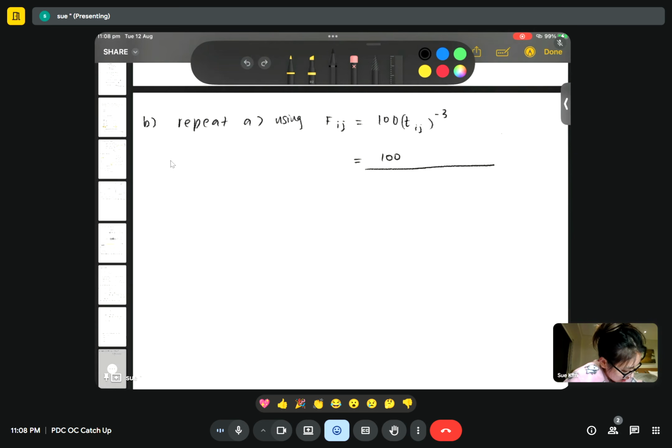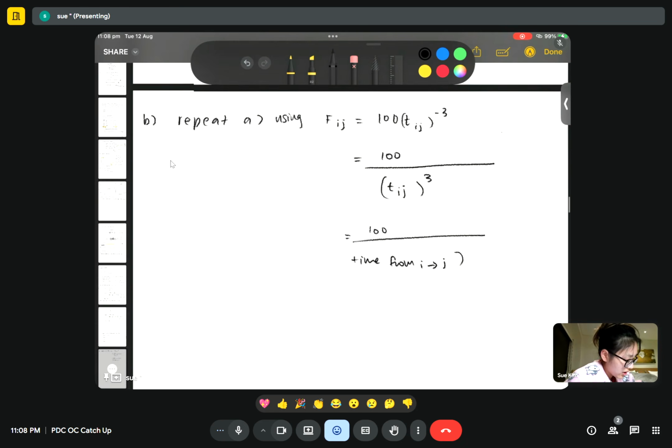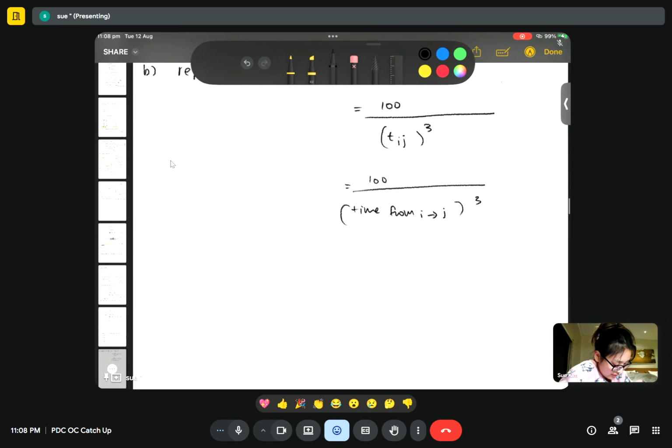Tij to the power of -3 on friction, which is 100 over the time it takes from i to j, and then cubed. So obviously your friction factor is going to be different, but then after that, you literally just repeat the question for all 4, from zone 1 to zone 4. Okay.